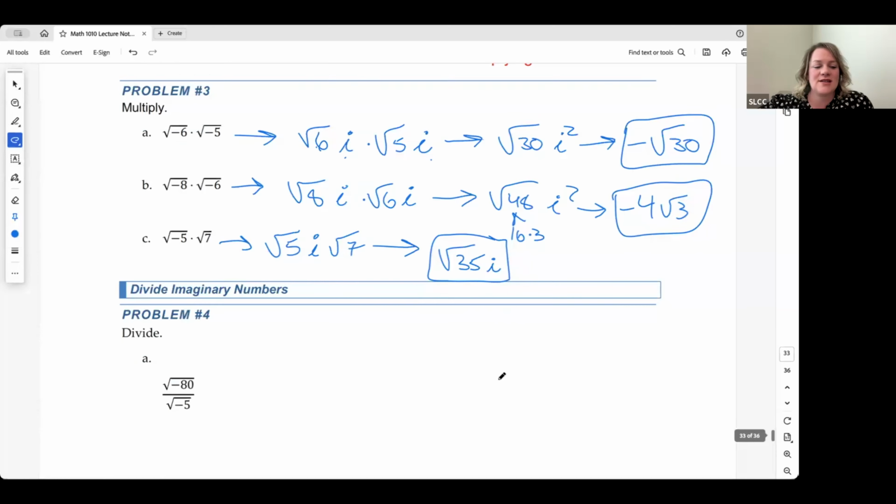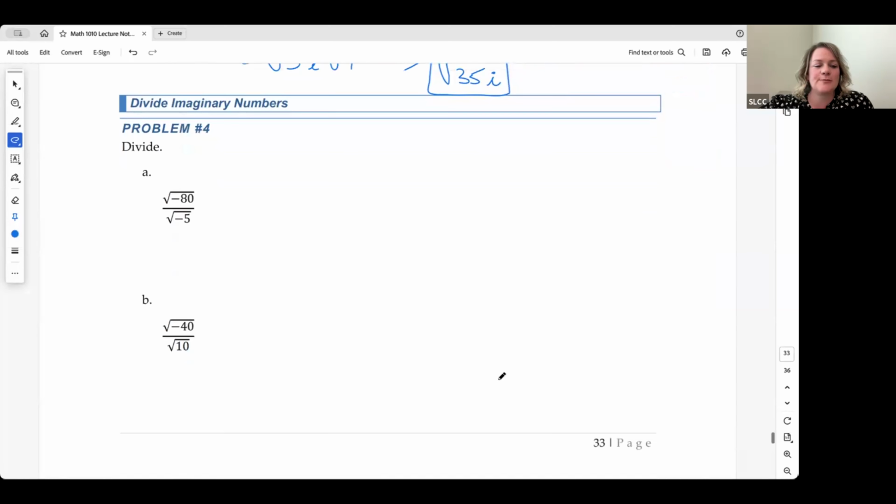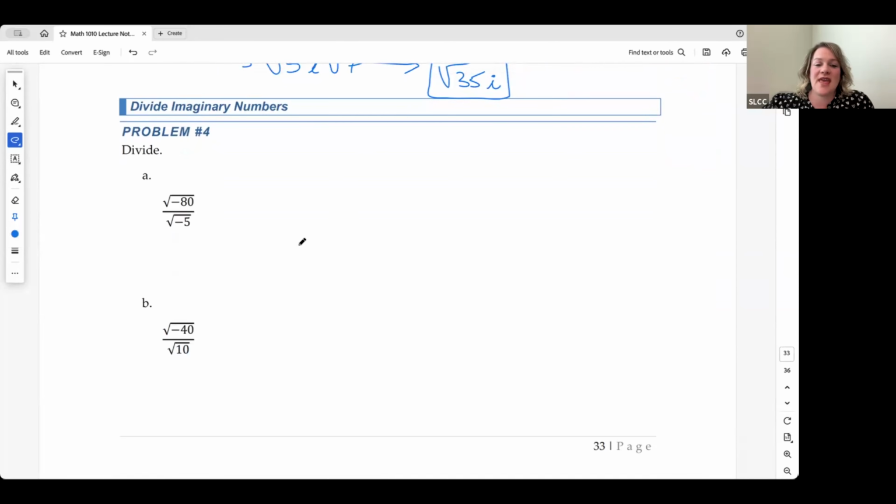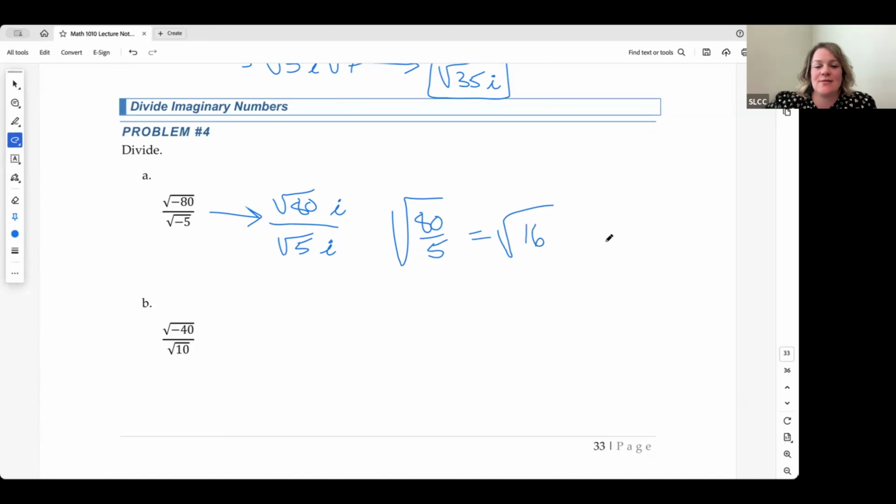Let's divide imaginary numbers in problem number 4. Same thing. You can't just say, oh, negative divided by negative, positive. You have to turn them to i's first. So this would be root 80i over root 5i. Now those i's can divide to 1, and you get root 80 divided by 5, which is 16. So this is the square root of 16, which is 4.